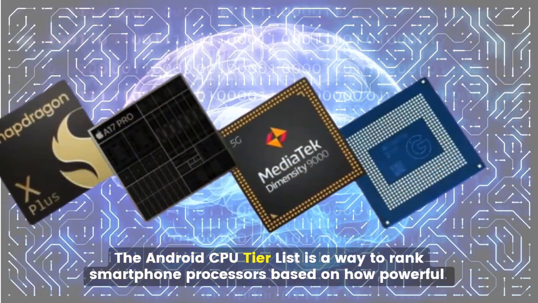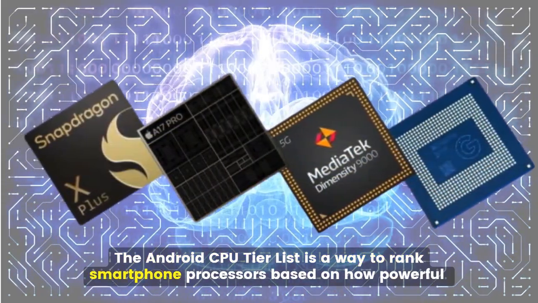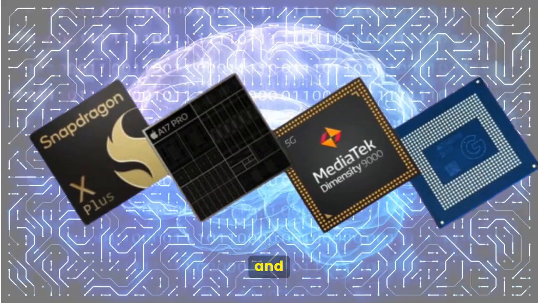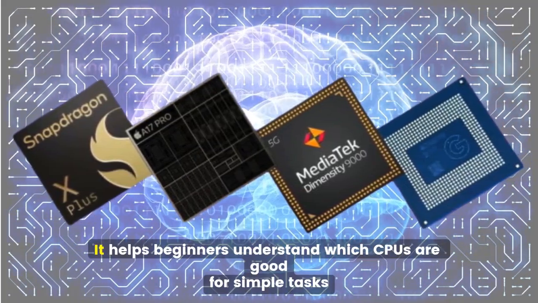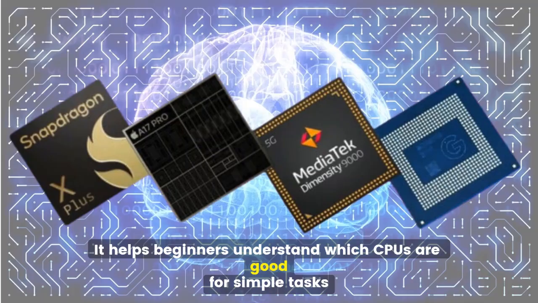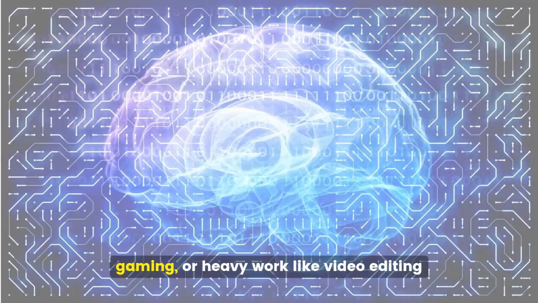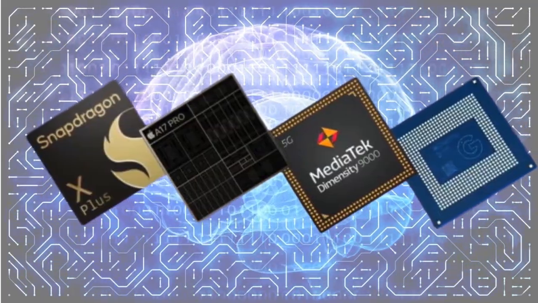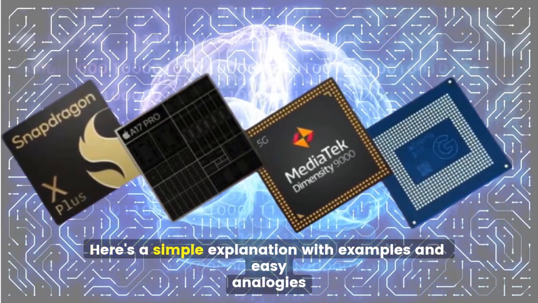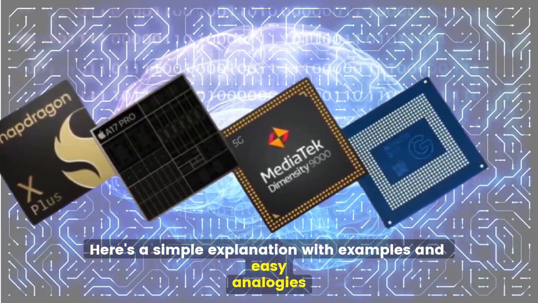The Android CPU tier list is a way to rank smartphone processors based on how powerful and fast they are. It helps beginners understand which CPUs are good for simple tasks, gaming, or heavy work like video editing. Here's a simple explanation with examples and easy analogies.